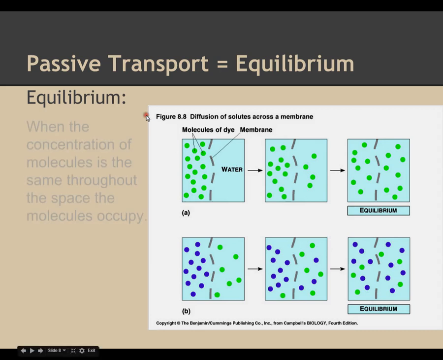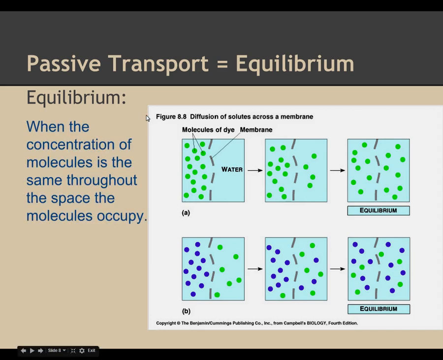So that's what we mean by equilibrium. It's dynamic, which means they don't ever really stop moving. There's just an average of 50-50 over time.